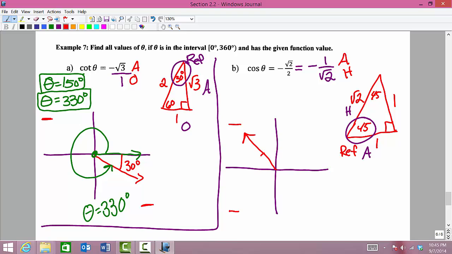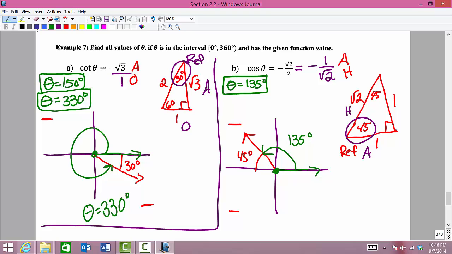So what angle are we describing? If I was to actually graph the angle that had this reference angle, I would start on the positive x-axis and then come just short, 45 degrees short of a half rotation. Well, that would be 135 degrees. So there's one of our solutions.